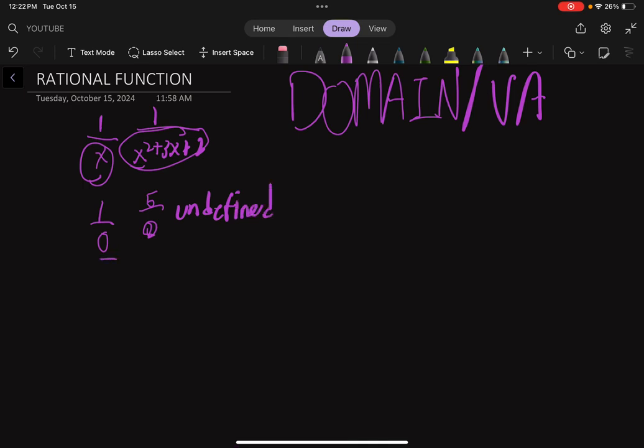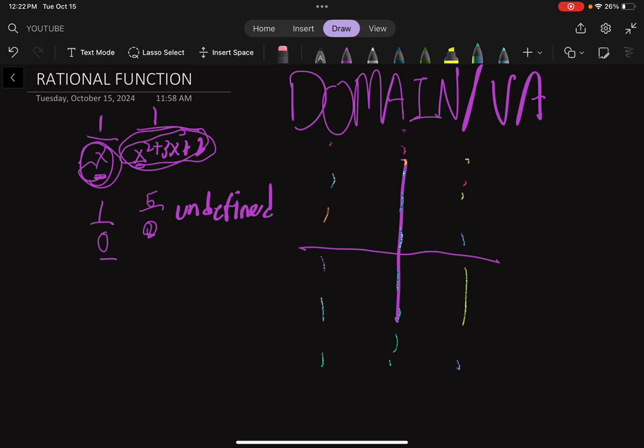At these x values that make the bottom 0, there will be a vertical asymptote on the graph that goes down, depending on where it is. And rational functions are shaped so that you don't touch it, because it's undefined at those points.